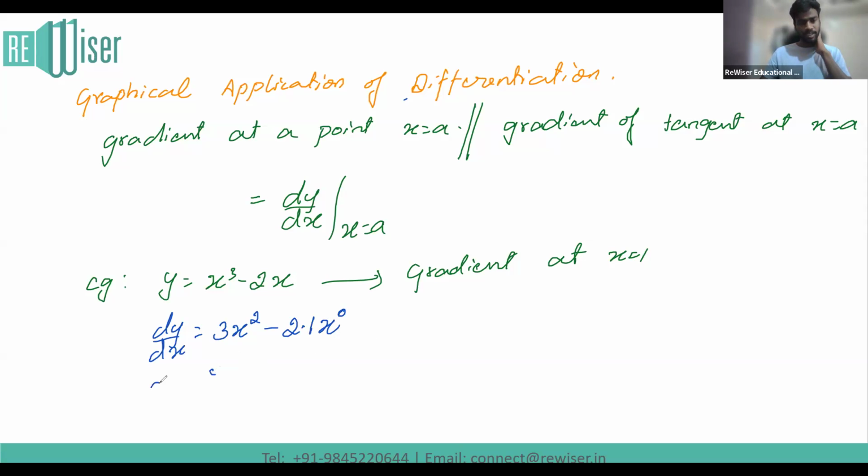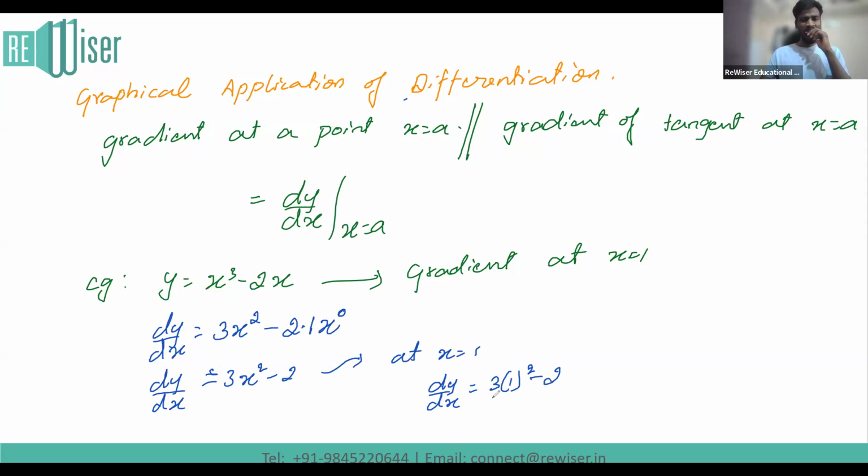So the derivative is 3x squared minus 2. And if I need to find the gradient of the tangent at x equals 1, the dy by dx value is going to be 3 times 1 squared minus 2, which is 3 minus 2, which is just 1. So 1 is the gradient. And this is how we find the gradient.